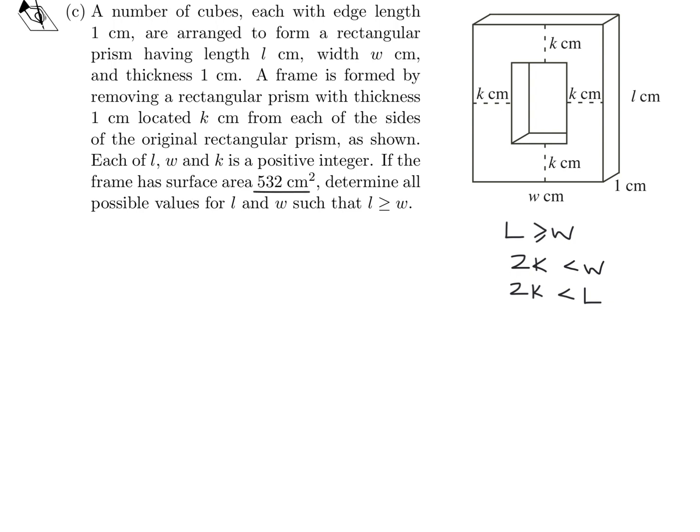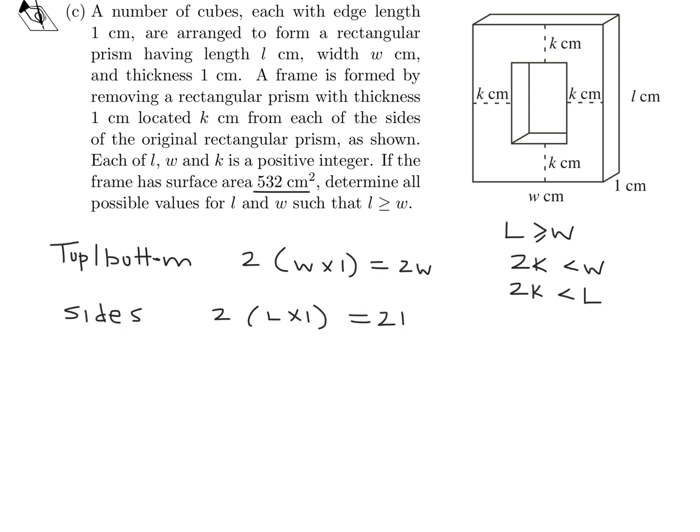Okay, so let's calculate the surface area. So let's do top and bottom first. Okay, so top and bottom should be fairly straightforward. It would be just 2 times the width times 1. And that's just 2W. Okay, that's the easy one. I think the sides are also easy. That's going to be just 2 times the length times 1. And that's just 2L.